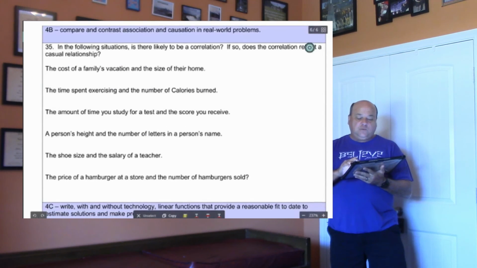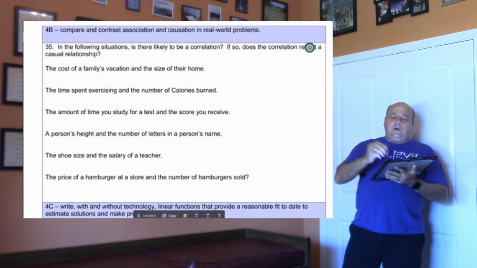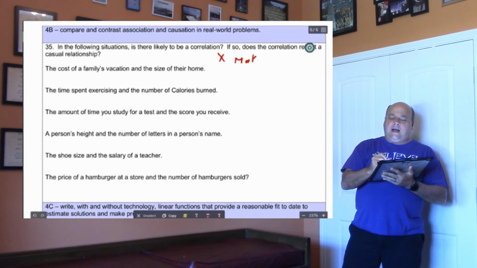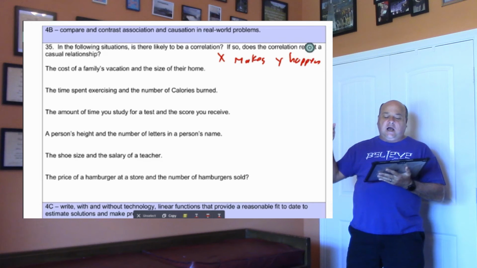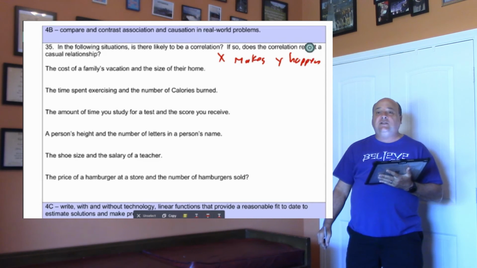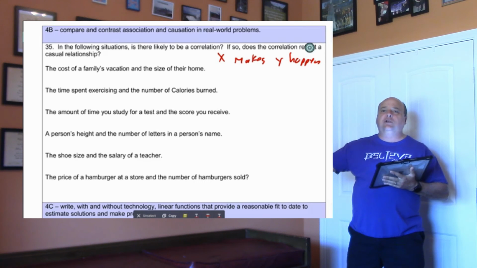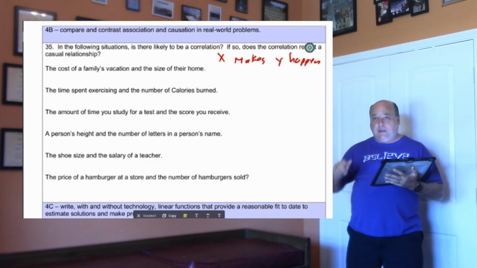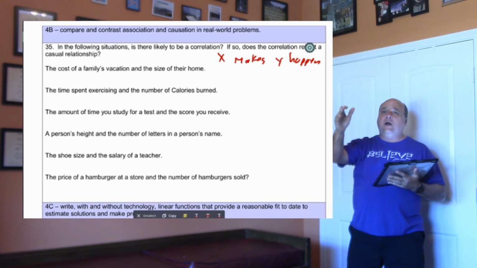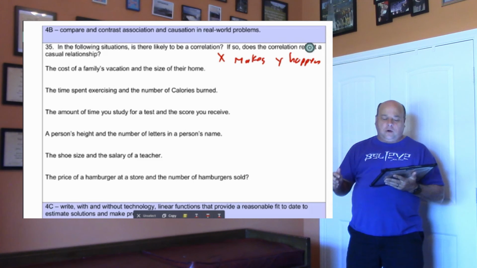Then go to the next one. Turn the page. Okay, this right here. X makes Y happen. If X does not make Y happen all of the time, it is not true. The cost of a family vacation and the size of their home, a poor family might save up years to go somewhere. That does not ring true every time. Okay, if you can think of one error on this, it is not a function, okay? That would not be a correlation.